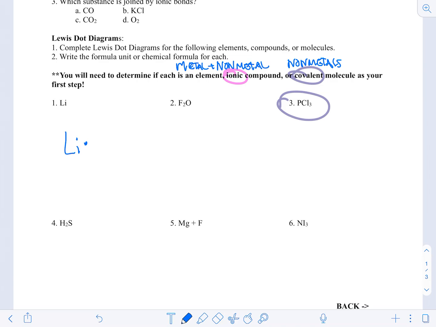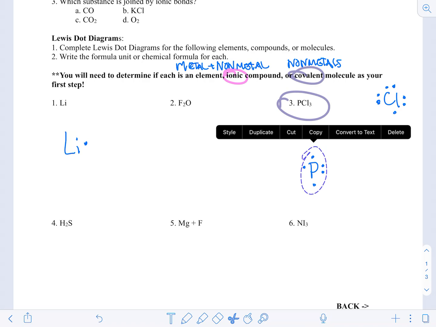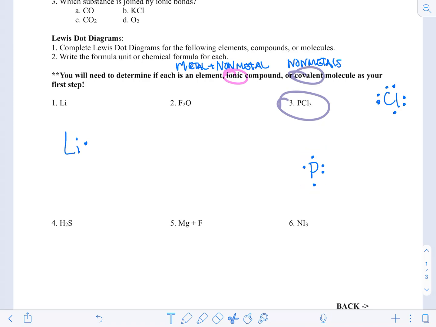So the question is, what do we put in the middle of our compound or molecule? Typically what I do is I pick the element that has the smallest number of valence electrons. So I know that phosphorus has 5 and chlorine has 7. So I'm going to put phosphorus in the middle of my compound because it's very good at sharing electrons. And then all around it, I'm going to put chlorine.